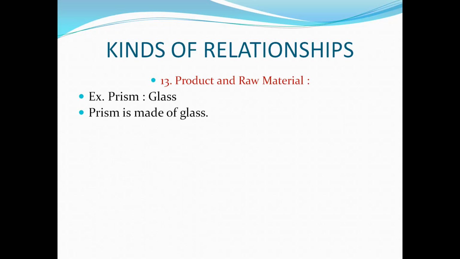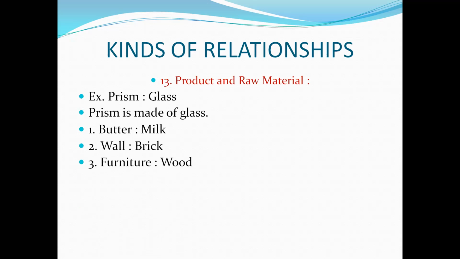Similarly, you can see the examples given here: butter and milk. What kind of relation will you find here? Butter is made of milk. Don't get confused by reversing the order or changing the sequence. We know that butter is made of milk and not milk is made of butter. Similarly, wall is made of brick. Furniture is made of wood. Shoes are made of leather. Apart from that, there could be other things also made from leather.